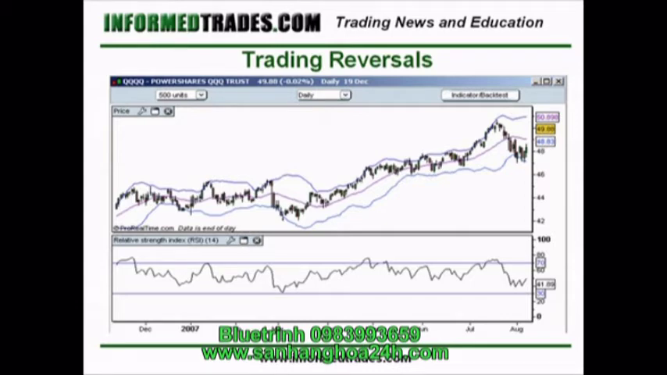You can see here it's a chart of the Qs, which is the NASDAQ ETF. And you can see here we have a ranging market, and we have a trending market here. You can see that in the ranging market we had multiple touches of both the upper and lower band, but in the trending market it was hugging the upper band for a good portion of that time.